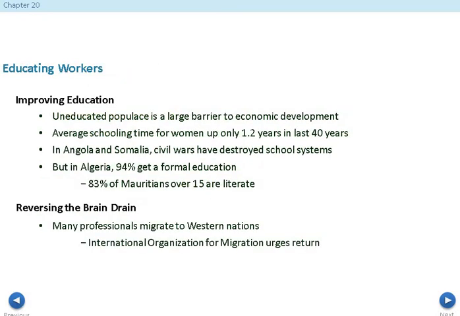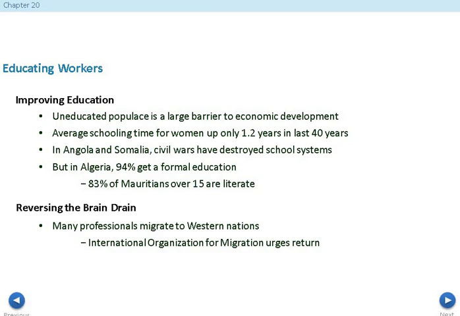Now, improving education. We've talked about how important education is. An uneducated populace is a large barrier for economic development. Average schooling time for women is only up about 1.2 years in the last 40 years. In Angola and Somalia, civil wars have destroyed school systems, and it makes it so that the children aren't able to get an education. However, in Algeria, 94% get a formal education. 83 of the countries are going to be over 50% literate, which is going to really help out a lot and make those a little bit more developed areas.